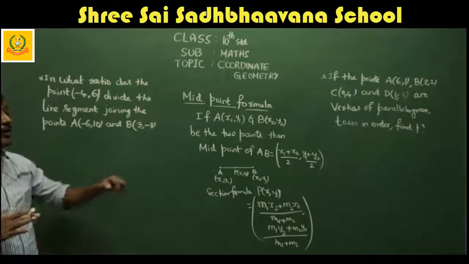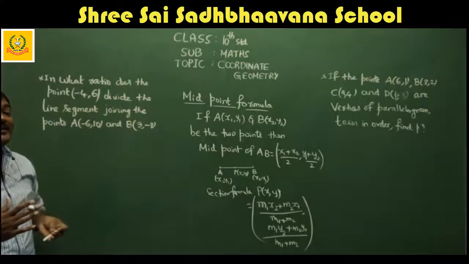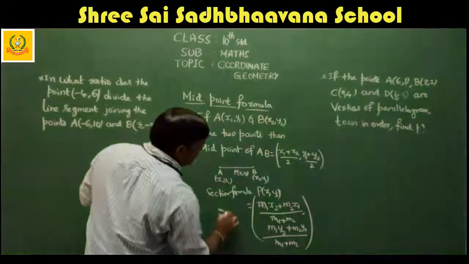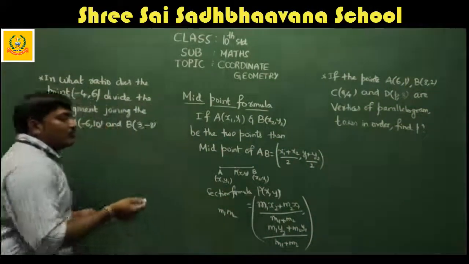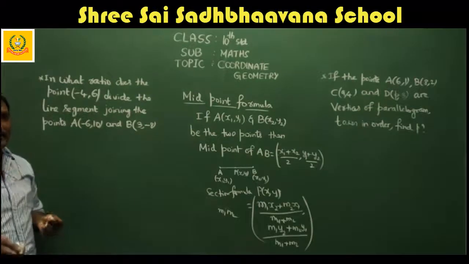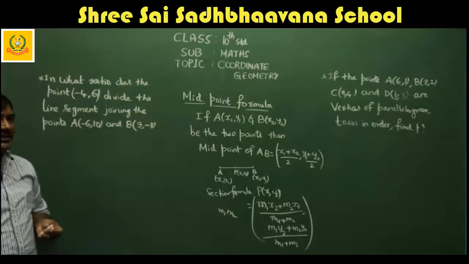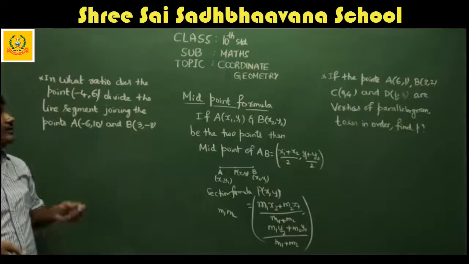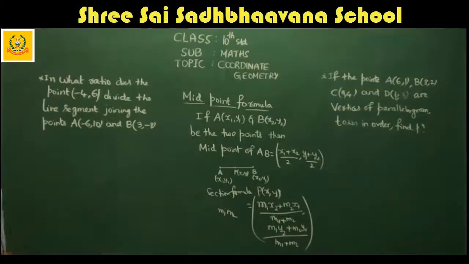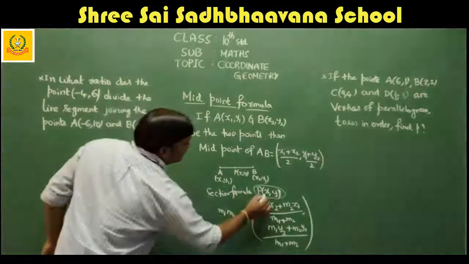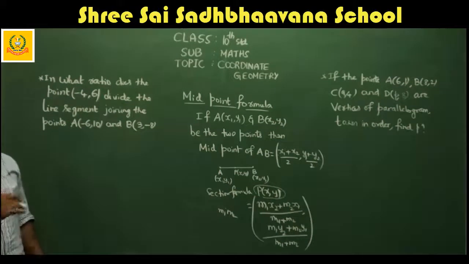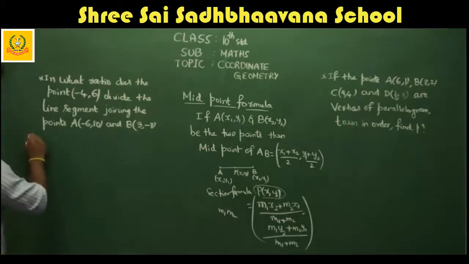Now here they are asking you to find the ratio. What is the ratio? m1 is to m2. Usually they will give the ratio. In the last sum, they had given the ratio, the x1, y1 value and the x2, y2 value. In this case, they gave the point itself, which means the answer itself is given. You have to find m1 and m2. So the ratio is unknown.